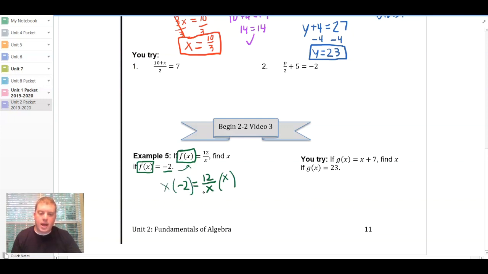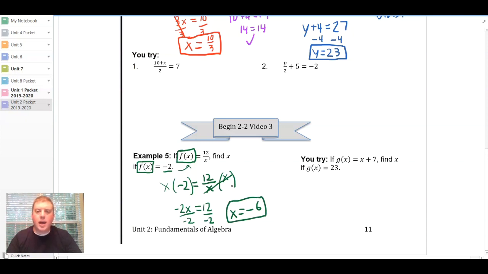So when I multiply x times 12 over x, that's going to cancel out my x's and just give me a 12 on the right. On the left, it's going to give me a negative 2x. So now I have multiplication of negative 2 times x. I'm going to undo that with division, and that would give me that x is equal to negative 6.